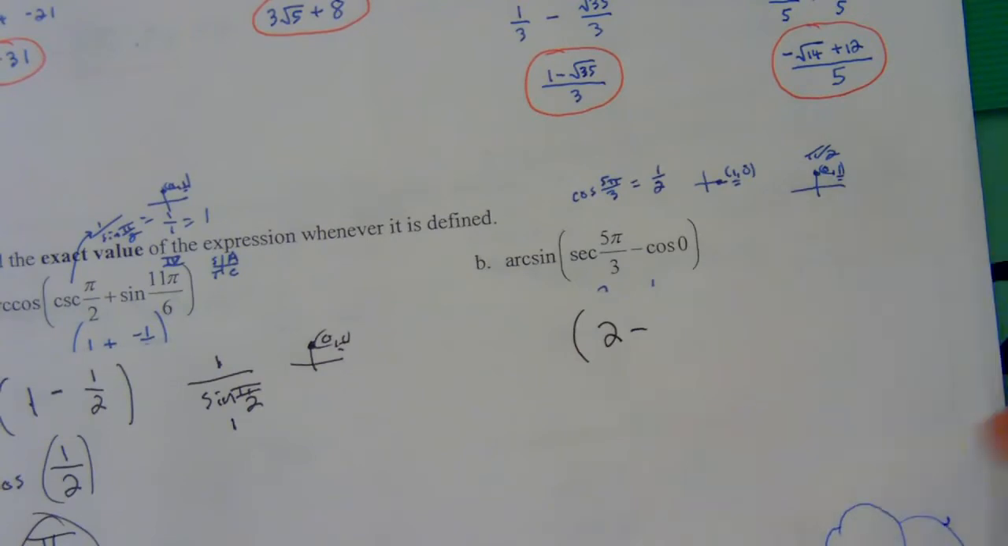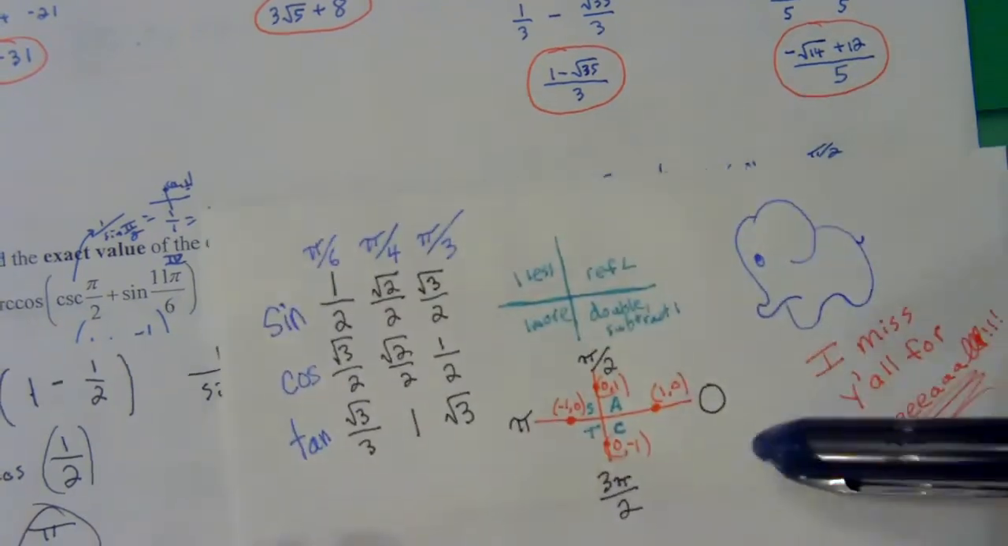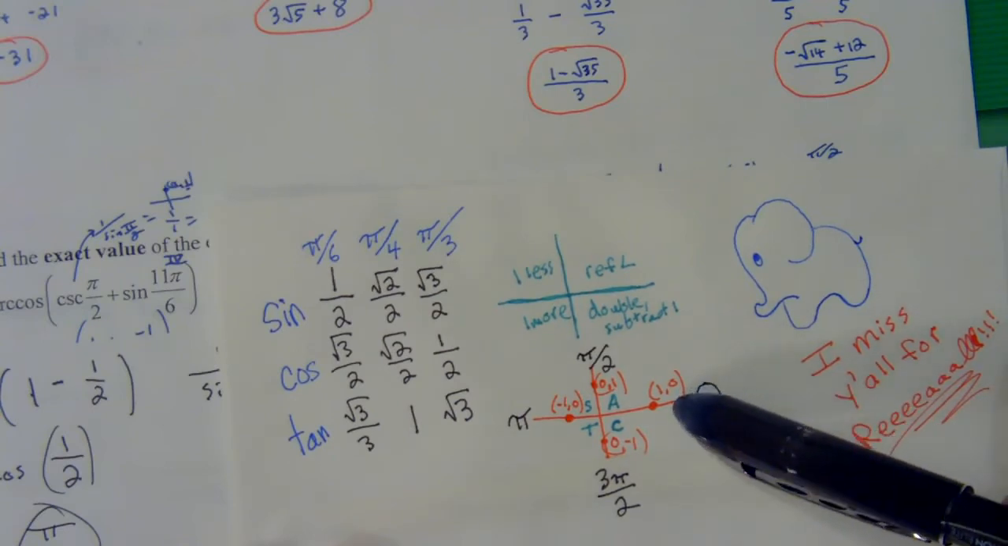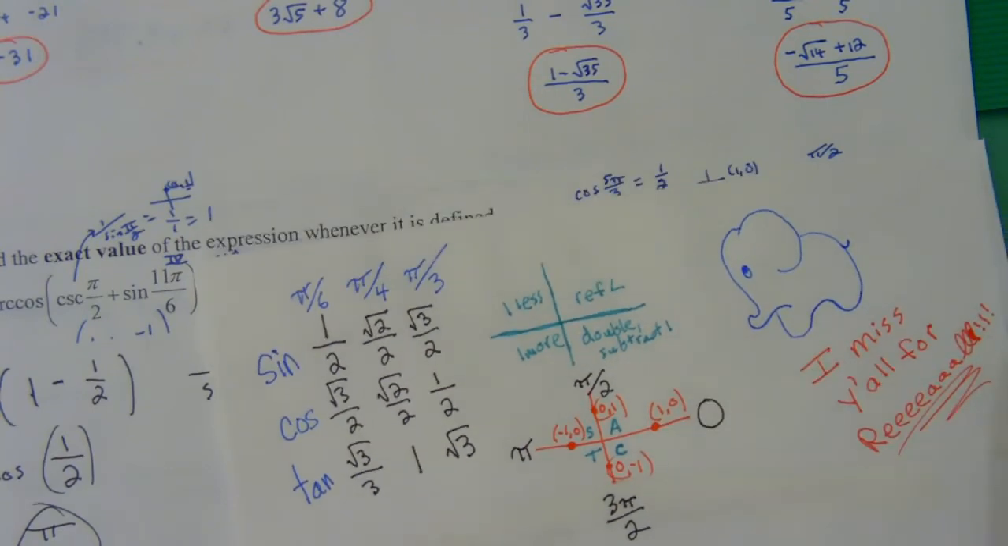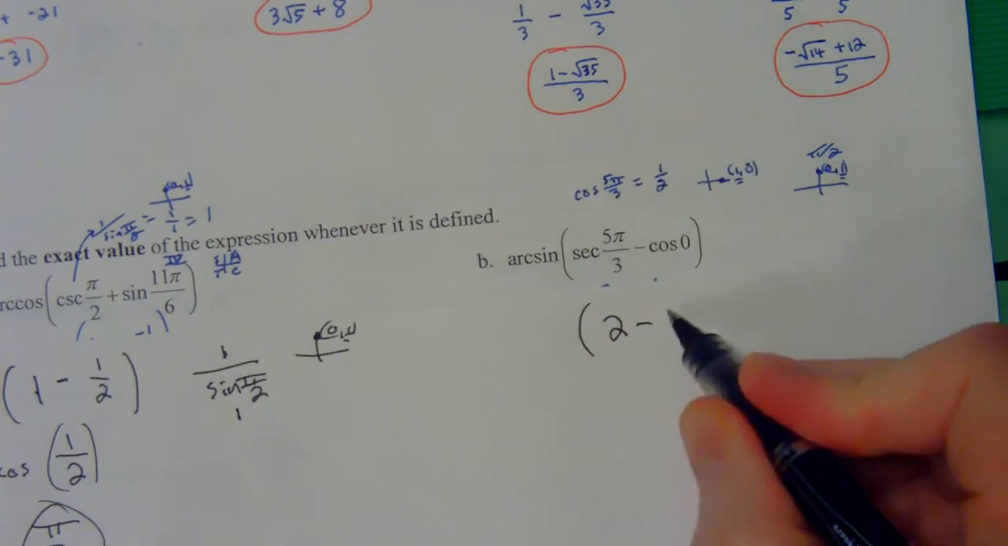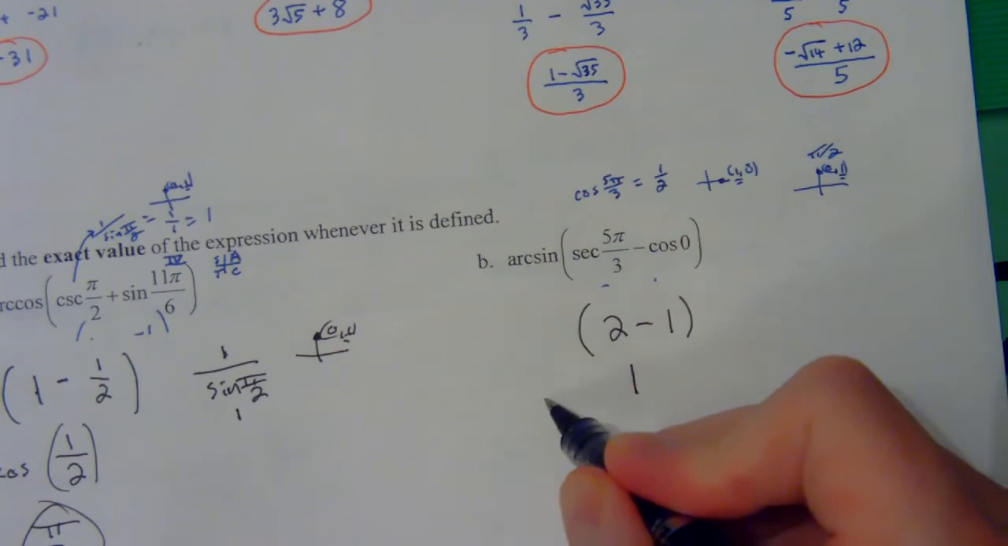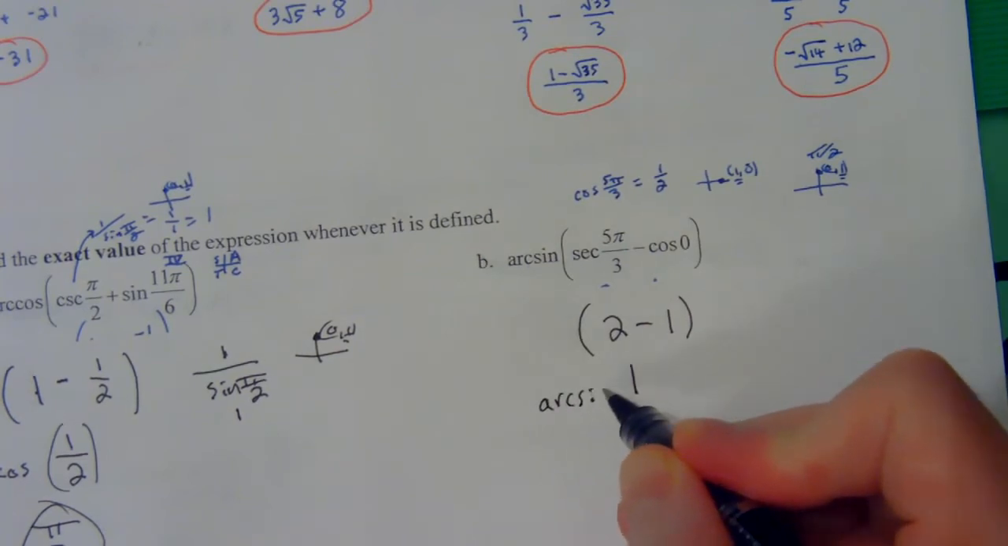And then the cosine of 0 is 0 degrees, 0 radians. Remember, go 0, pi over 2, pi, 3 pi over 2. So at 0, you got that point. Remember, cosine is your x value, so your x value is equal to 1. So you get 2 minus 1 in the parentheses, which is 1. And now you're supposed to do the arc sine of 1.